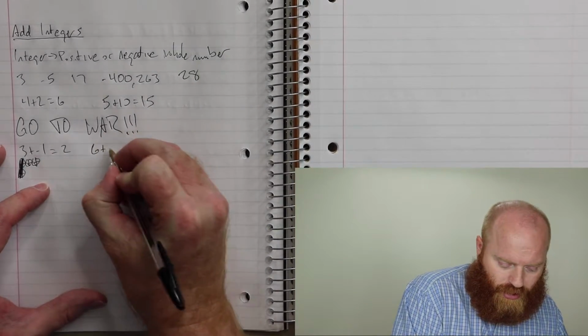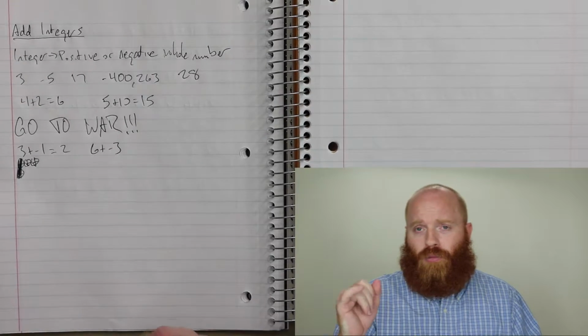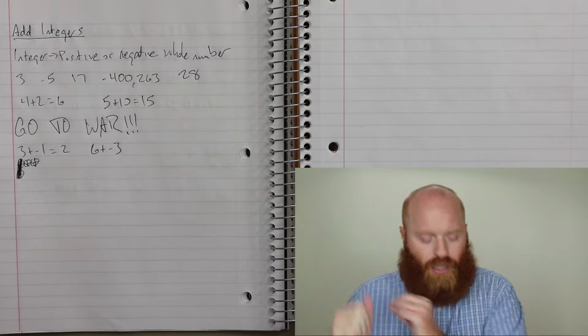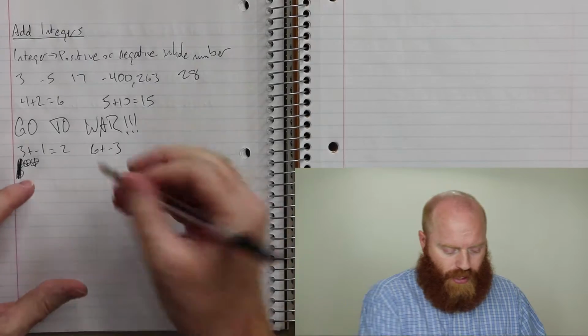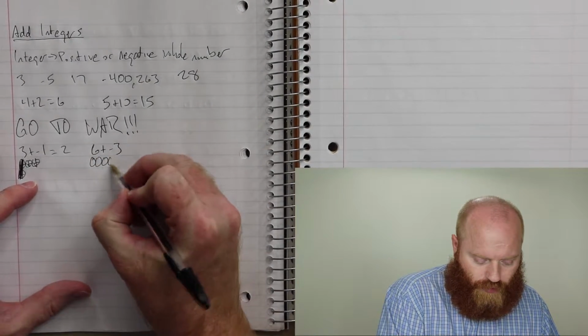Let's say 6 plus negative 3. I got 6 guys lined up over here: 1, 2, 3, 4, 5, 6. And I got 3 guys lined up over here. And my 6 guys right here, I'm going to put them: 1, 2, 3, 4, 5, 6.